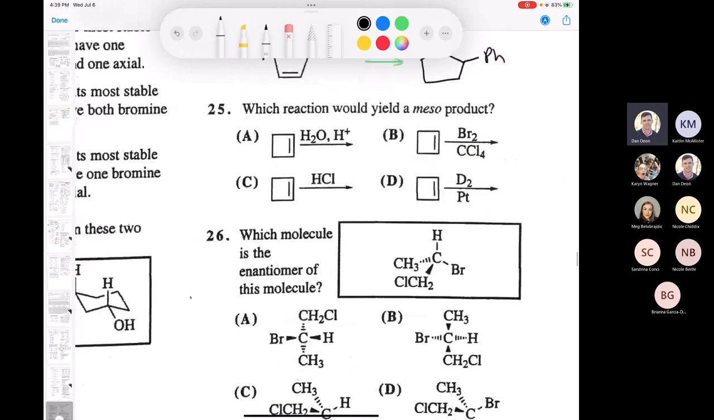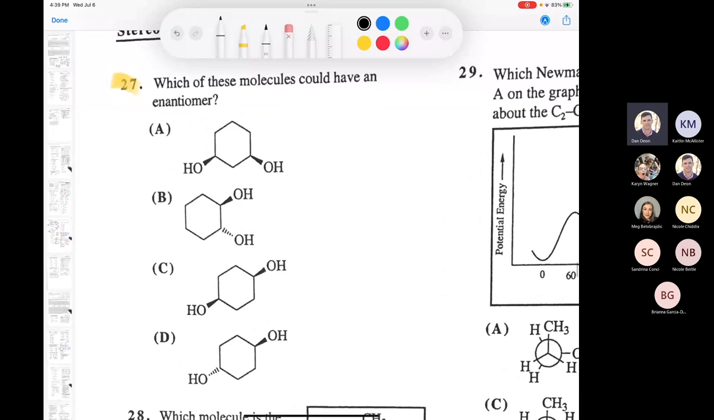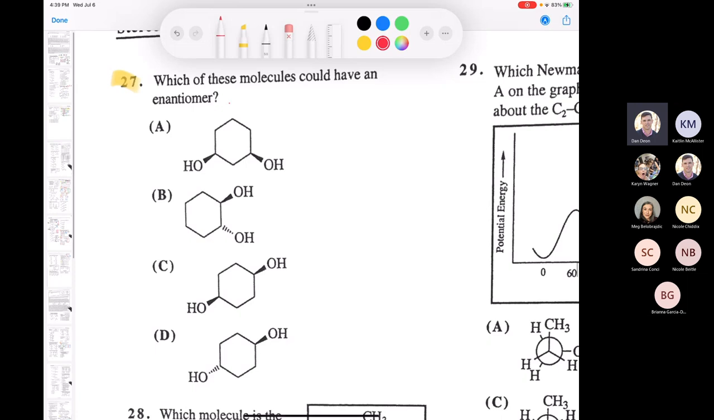A little hydrogenation question. Next one is another question about stereochemistry. It just says, which one of these molecules could have an enantiomer? So if we look at A, that cannot have an enantiomer because it's a meso compound. If you look at C, there's a plane of symmetry here, and there's another one here. So that's a meso compound as well. So we could put meso compound on that too. So that can't have a set of enantiomers.